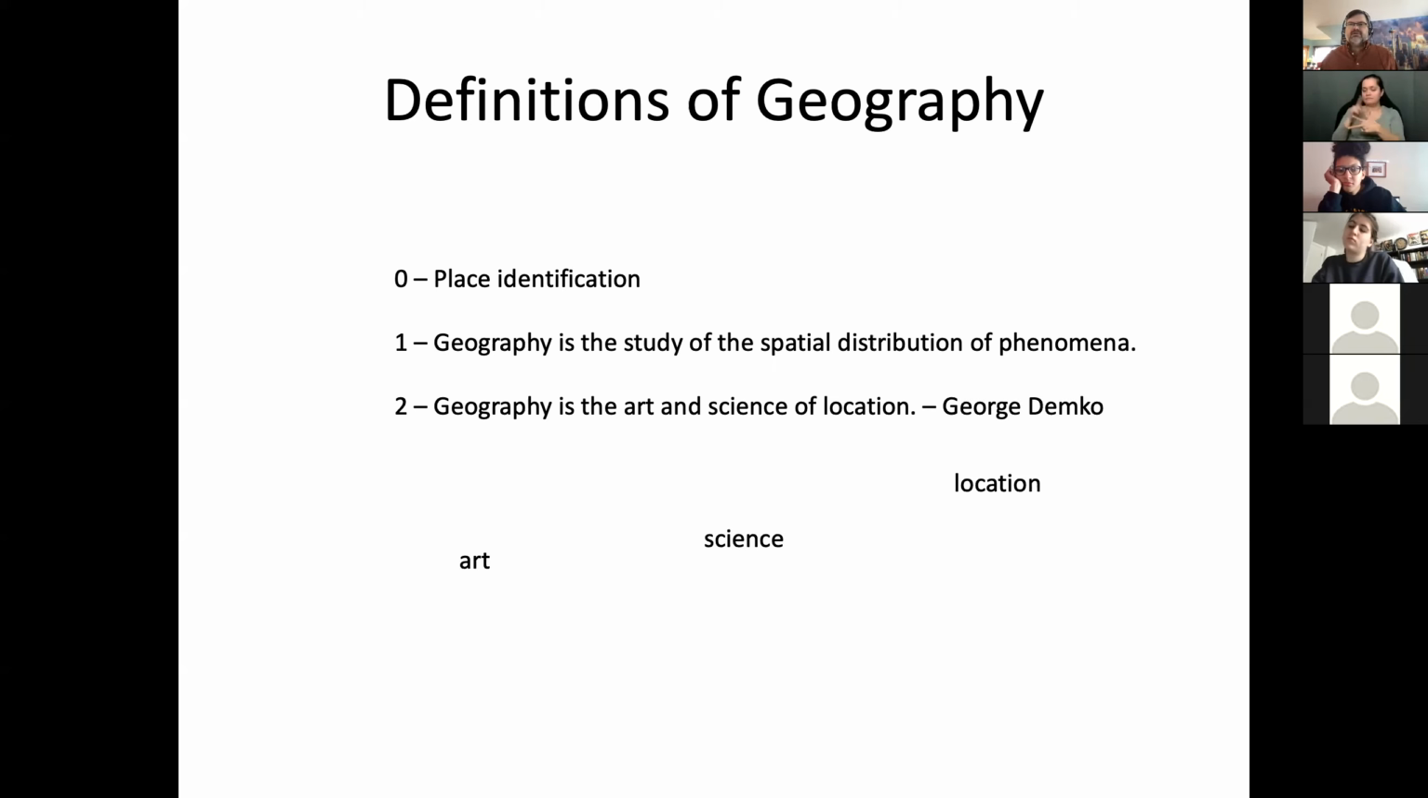So this one is from the geographer George Demko, the art and science of location. So art, I think of this in 2 ways. One, sometimes people frame maps, especially older or antique maps, and put them on walls as art. Secondly, there is an art of map making. It depends on what the purpose of the map is.